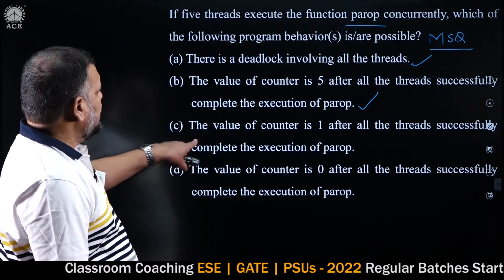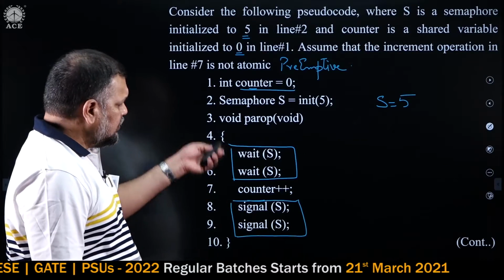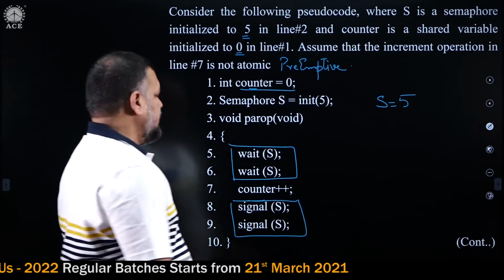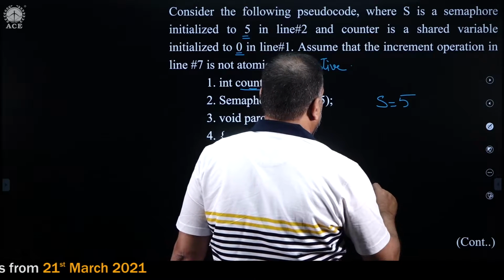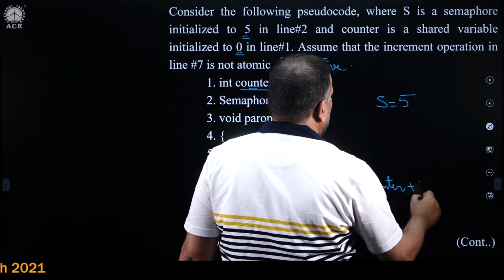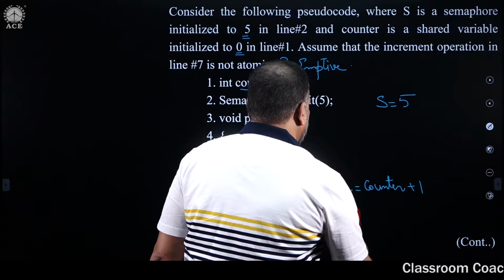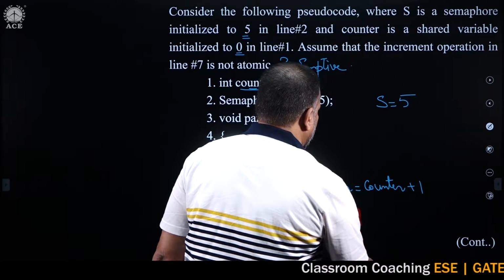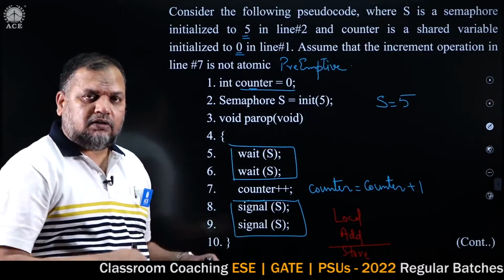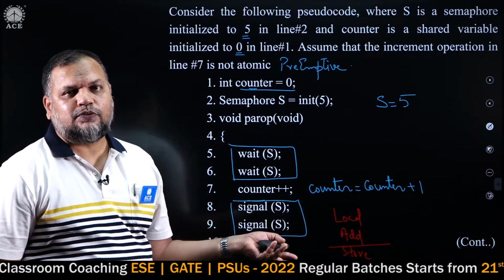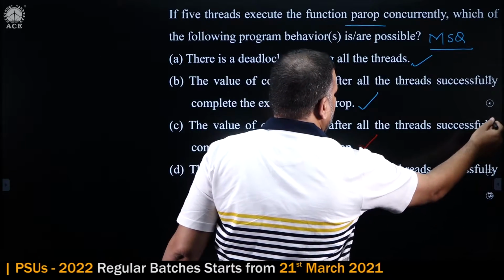Got it? Now, third, the value of counter is 1 after all the threads successfully complete. Is it possible? Yes, with preemption that is possible. So many times we discussed in the class. How? Preemptive execution. Remember, counter incrementation is actually counter equals counter plus 1, which will require instructions like load, add, store. So, if one thread gets preempted before store and after that you complete all the other threads and allow the first thread to execute store, it will store 1, from 0 it will store 1, as simple as that. The final value can also be 1, this is also correct.